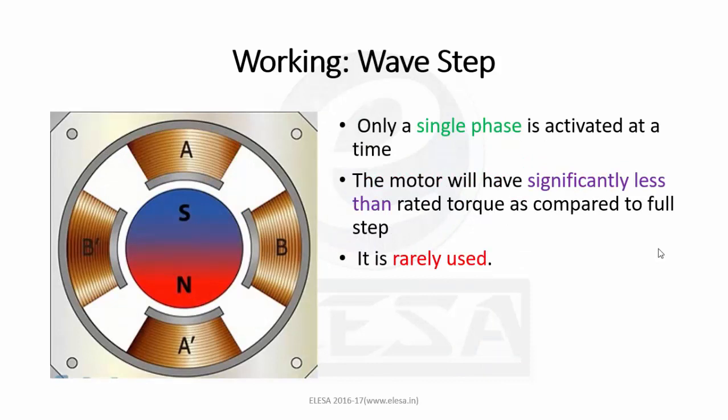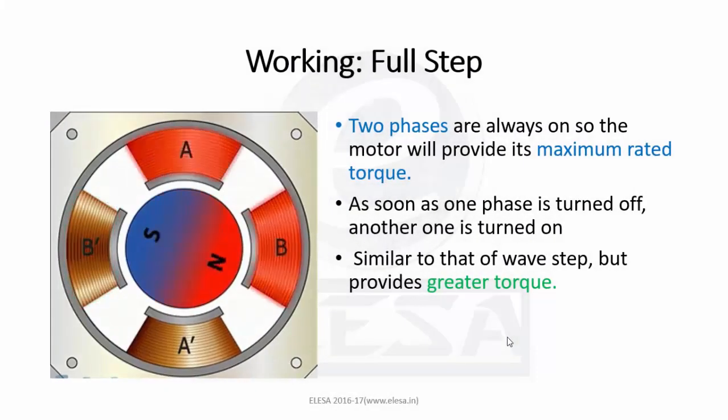The stepper motor can be operated in various modes such as wave stepping, full stepping and half stepping. We will have a look at each of them one by one. First, let us have a look at wave stepping. In this, only a single phase is activated at a time, therefore the motor won't have much torque. As you can see in the animation, only one phase is activated at a time, and this is the simple working of wave stepping. This wave stepping is very rarely used because of full stepping, which we are going to see next and which is advantageous over wave stepping.